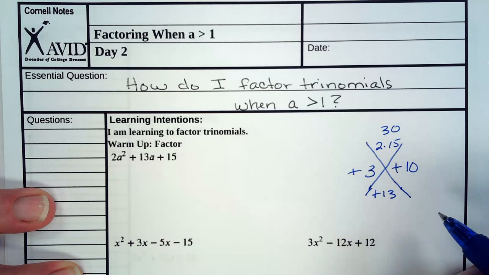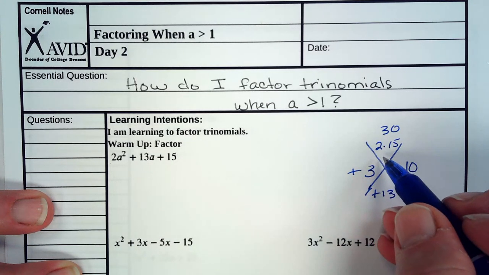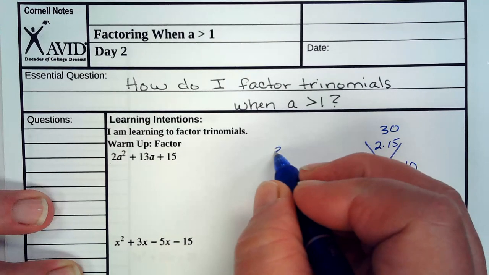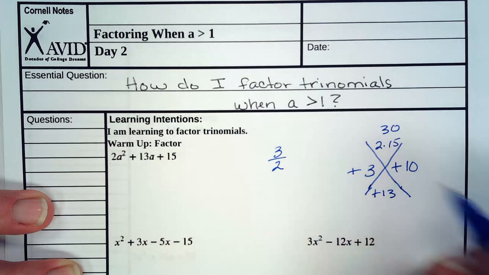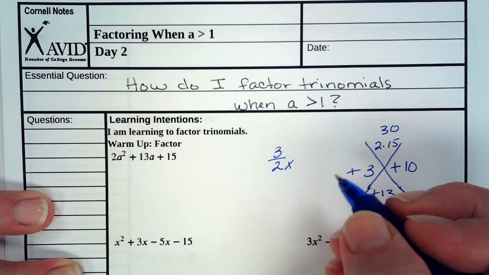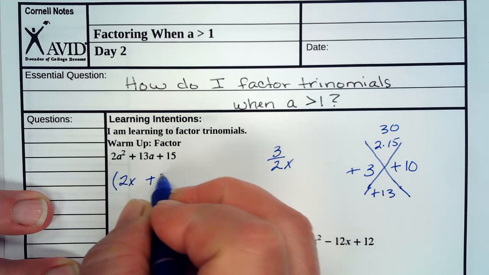Now comes the part that's a little different. We have multiplied by 2. Now we have to divide by 2. So I've got 3 over 2. I cannot simplify. The x stays in the denominator. So the first one is 2x plus 3.